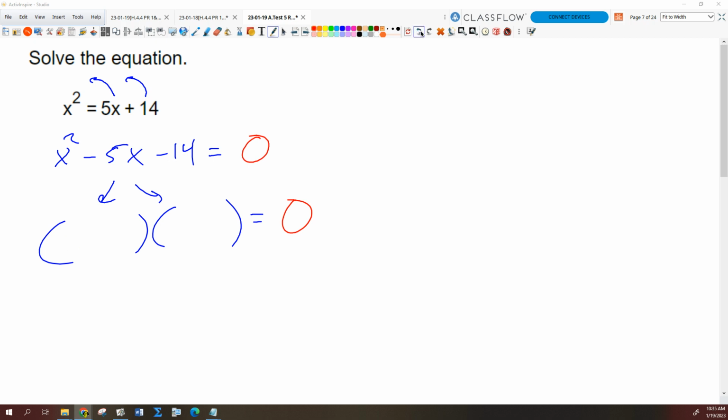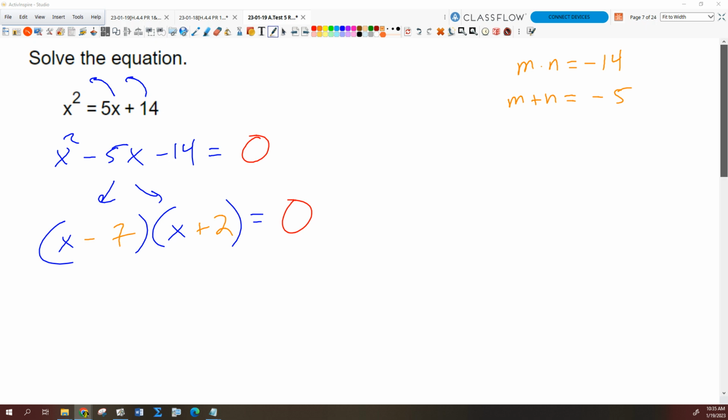So when we factor this, oh my goodness, we need some magic numbers. What do they have to multiply to? -14. And they have to add to -5, right? Okay. Well, what are those numbers? -7, +2.